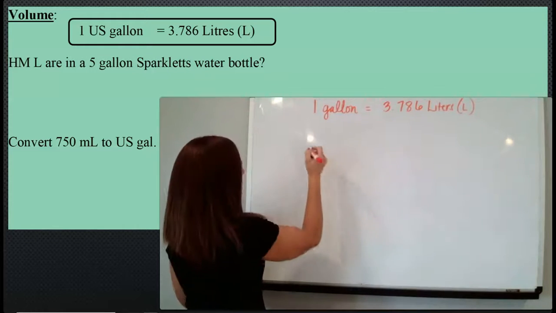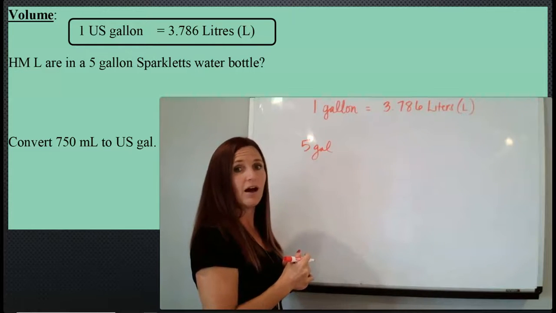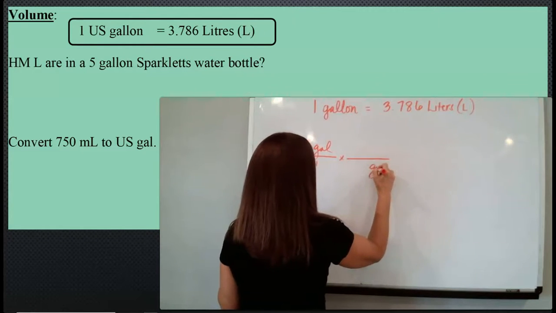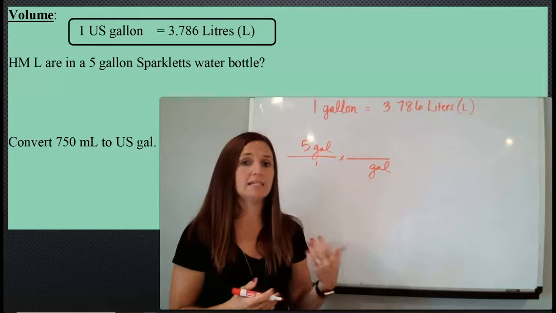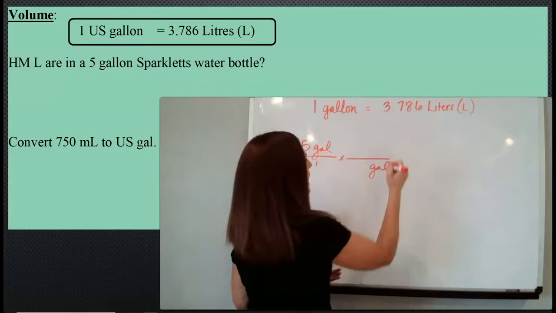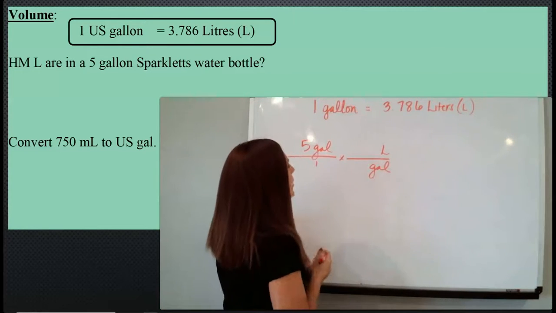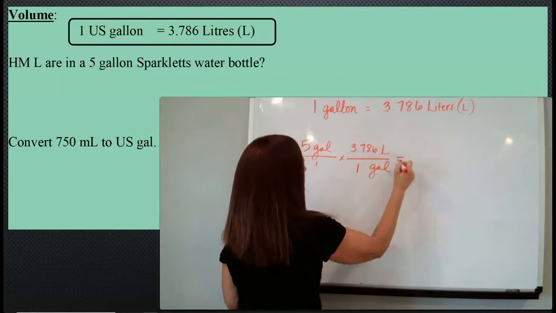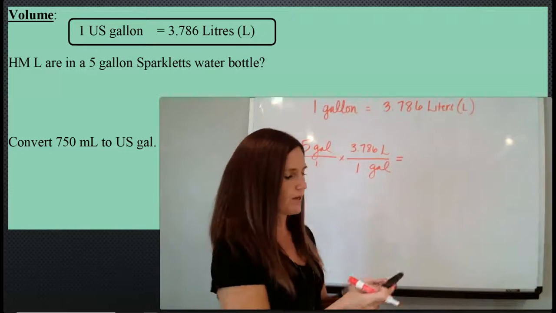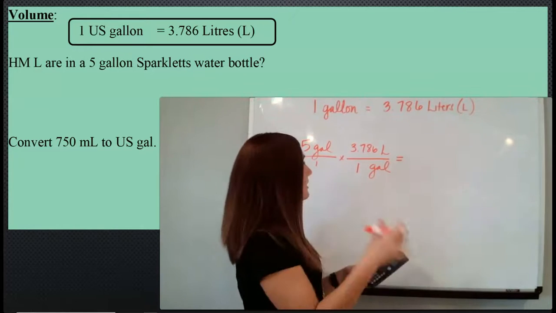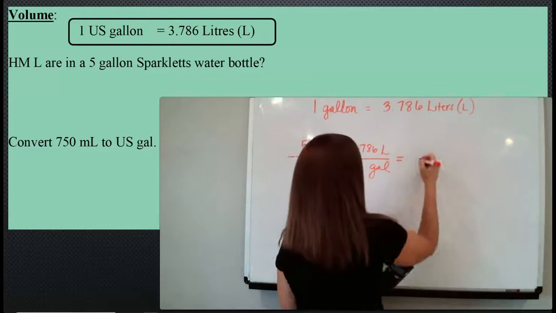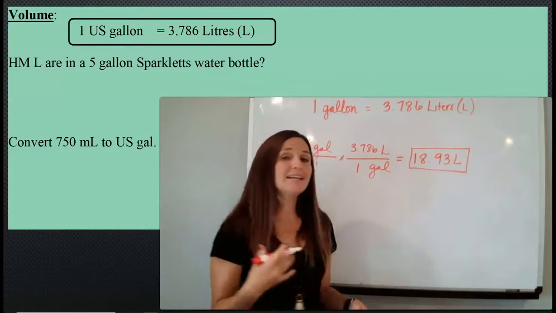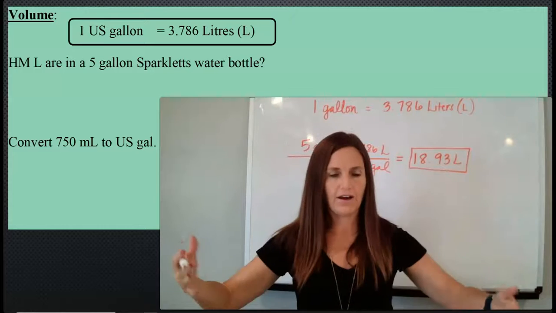So we're going to start with a 5-gallon, gallon is abbreviated gal, a 5-gallon bottle. And we're going to be converting to liters. So we're going to put gallons on the bottom and liters on the top. 1 gallon is equal to 3.786 liters. And so all this is a matter of is multiplication. So we're going to do 5 times 3.786 and we get 18.93 liters.